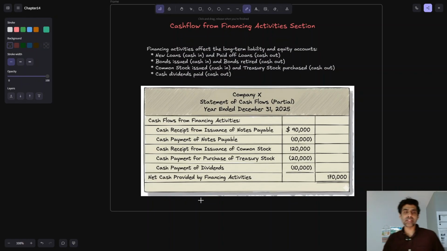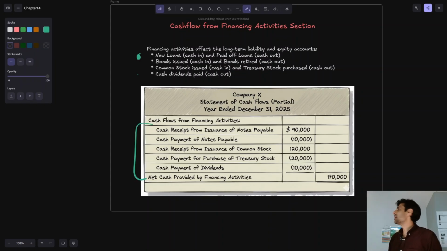Okay, and then the financing section I think is quite easy. It's very straightforward. New loans, there's going to be cash coming in. Paid off loans is cash out. Bonds issued, cash in. Bonds retired, cash out. Common stock issued, cash in. Treasury stock purchases, cash out. And when you pay cash dividends, that's cash out. And you're just going to list them, okay?